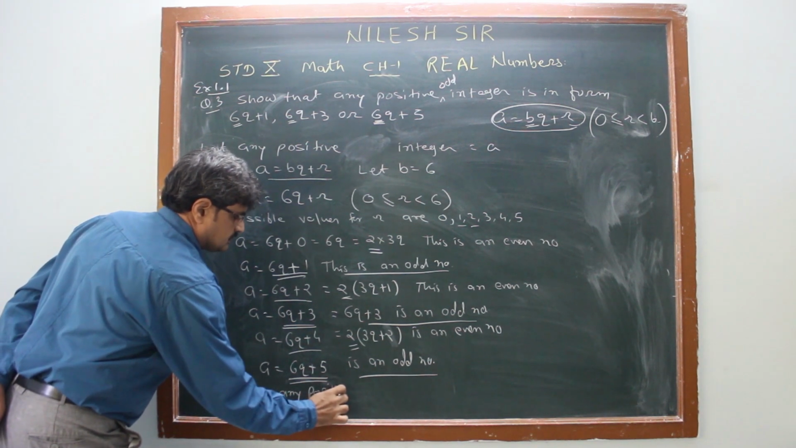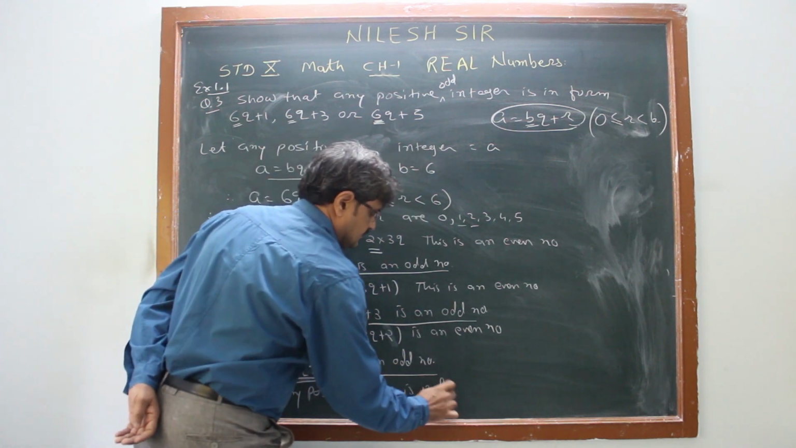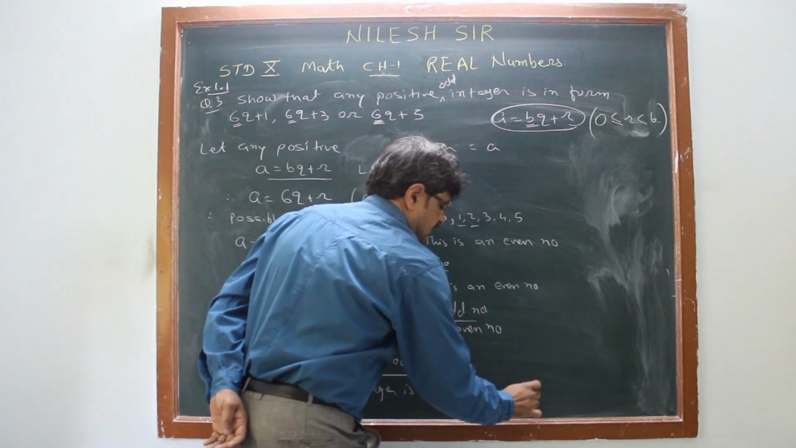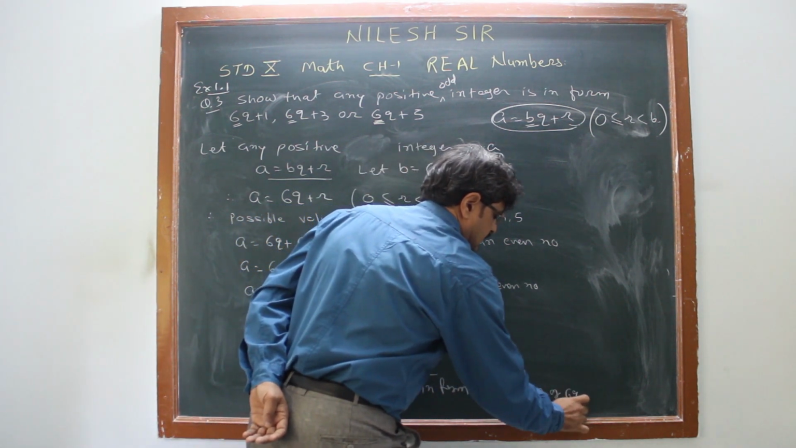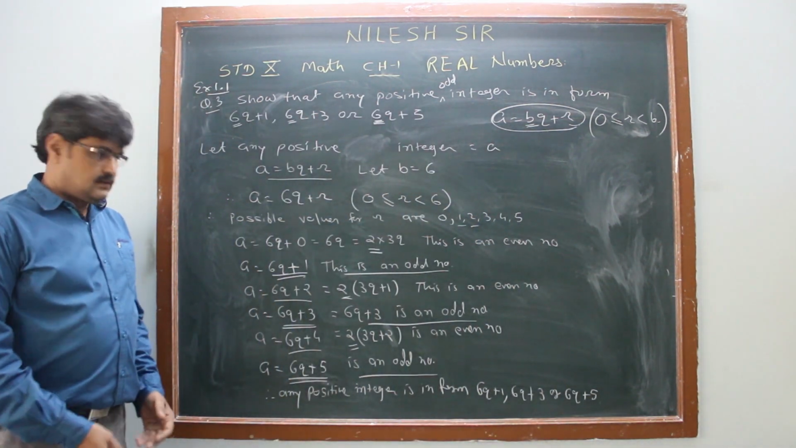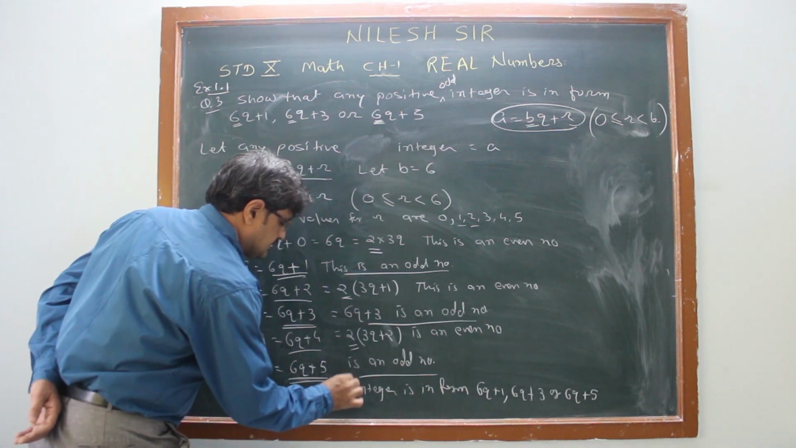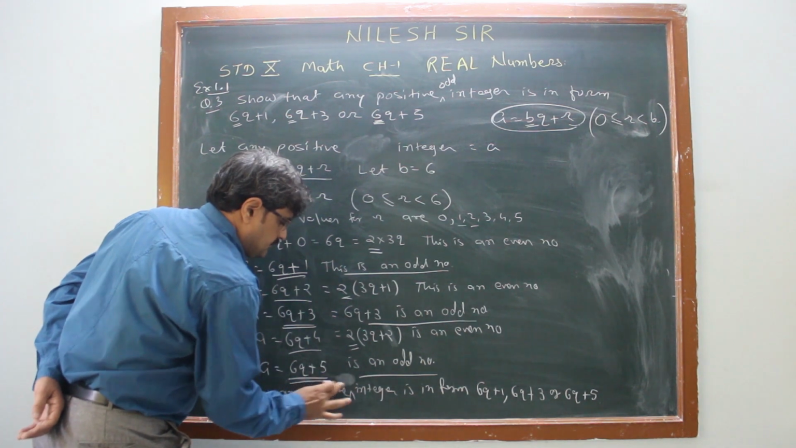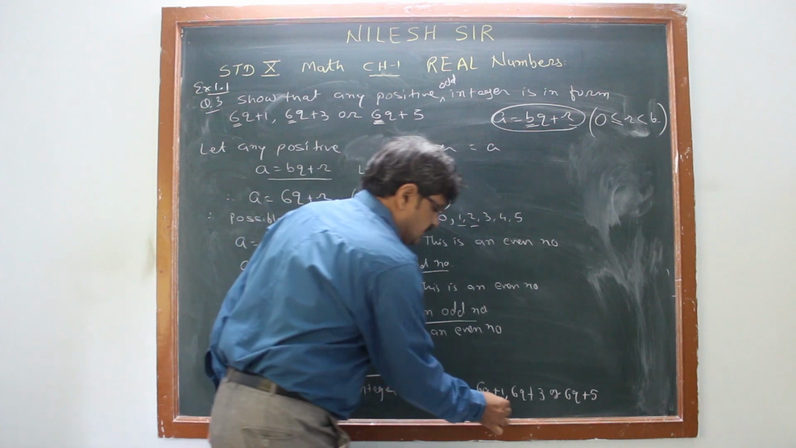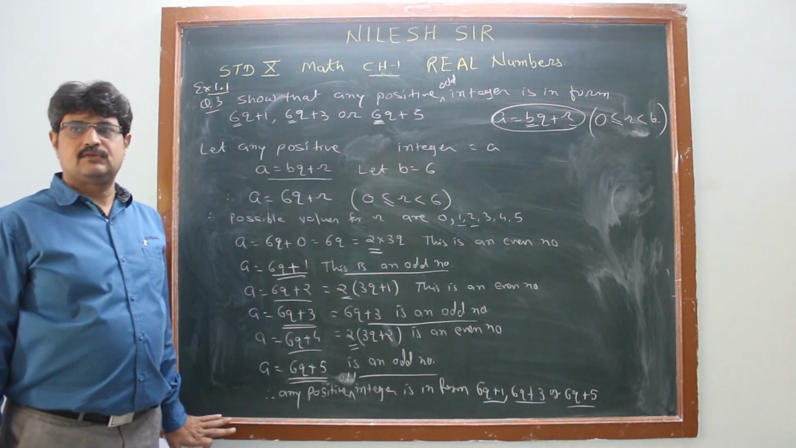Any positive odd integer is in the form 6q plus 1, 6q plus 3 or 6q plus 5. So in this way we have to do the sum.